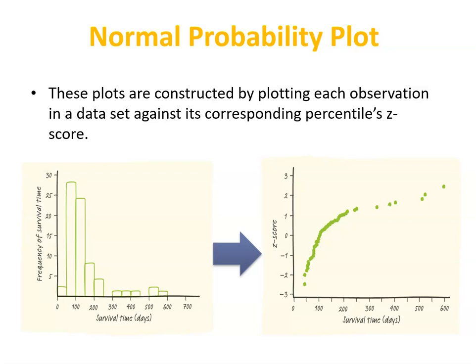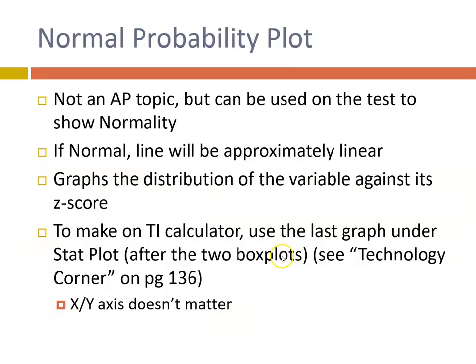So you can see here there is a clearly skewed histogram, skewed to the right, of survival time in days, and then converting those values into their z-score. So remember, a z-score tells you how many standard deviations from the mean it is. We have this graph here, okay? If the data had been normally distributed, this should be approximately linear.